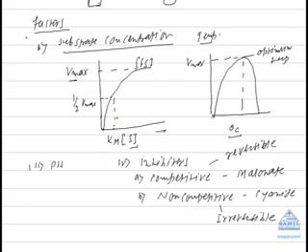This relationship was established by Michaelis, and he also derived a constant called the Michaelis constant. The Michaelis constant is the substrate concentration where the velocity of the enzyme catalyzed reaction is half of Vmax.